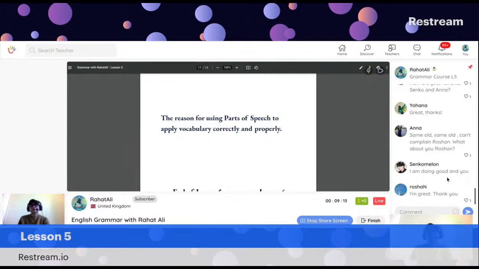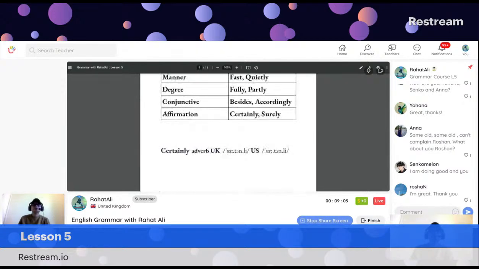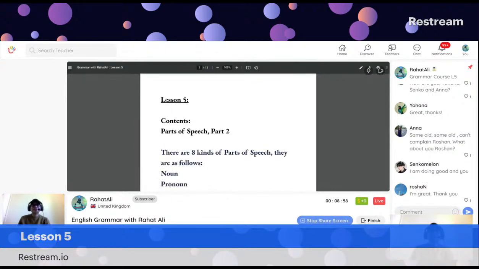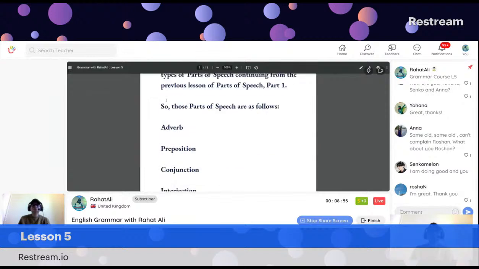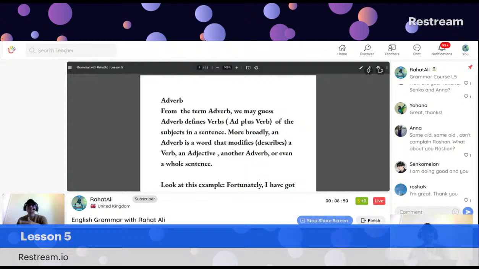Okay. Because Anna and Roshan were late, I'm going to briefly reshuffle quickly. Our first part of speech today is adverb. Remember, adverb, from the name, is ad plus verb. That means adverb always defines verbs of the subjects in a sentence, or more broadly, an adverb is a word that modifies a verb, adjective, another adverb, or even a whole sentence.